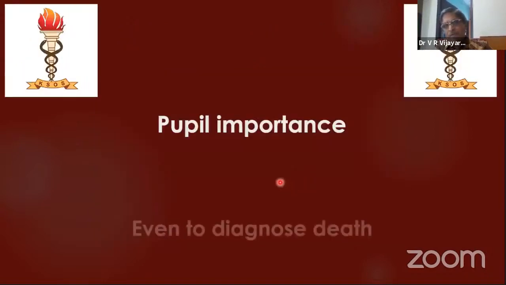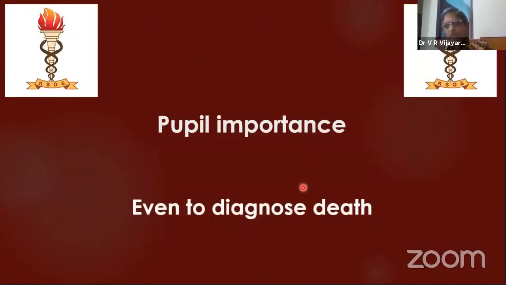Then what's the importance now? I told you, even if your patient is dead, go and see. You cannot diagnose with the pulse and stethoscope, but the pupil can give us a clue. If you see the pupil is dilated and fixed, then you can diagnose death. That is important, even to diagnose death. The pupil is so important for us.